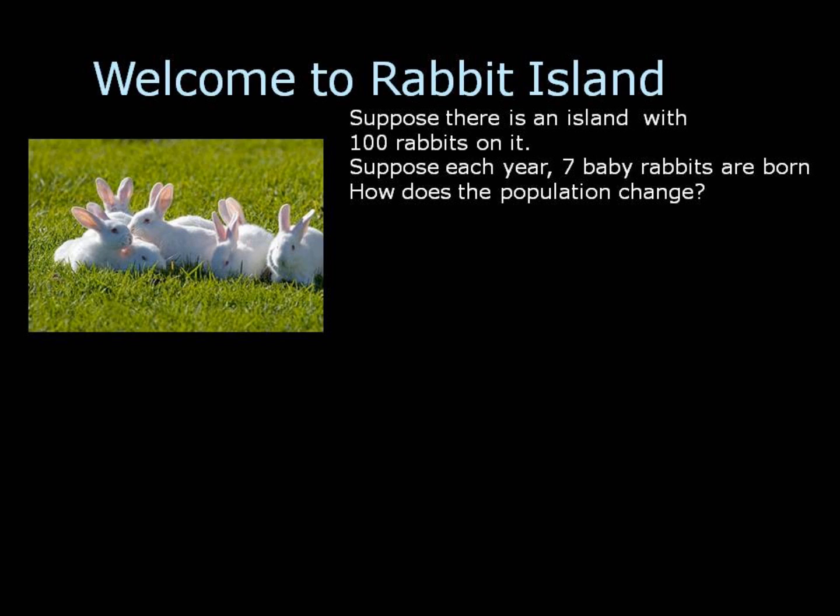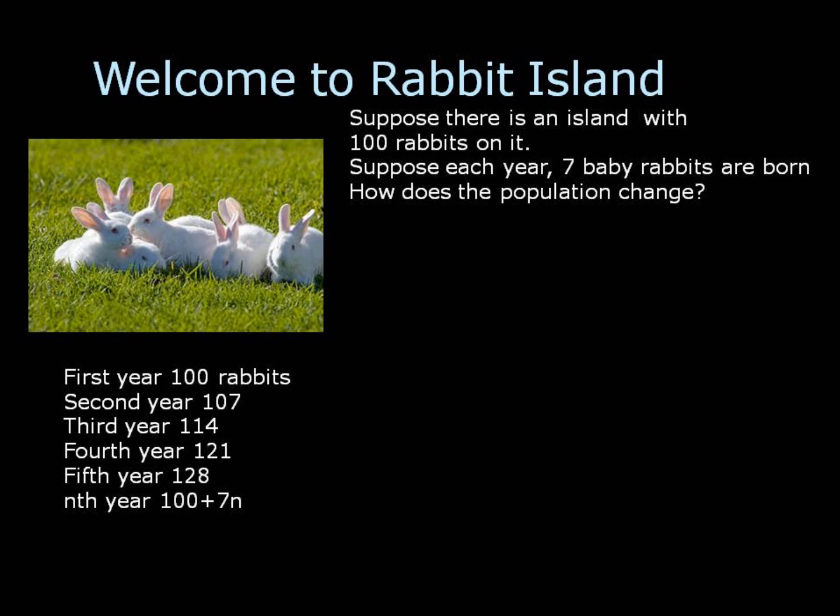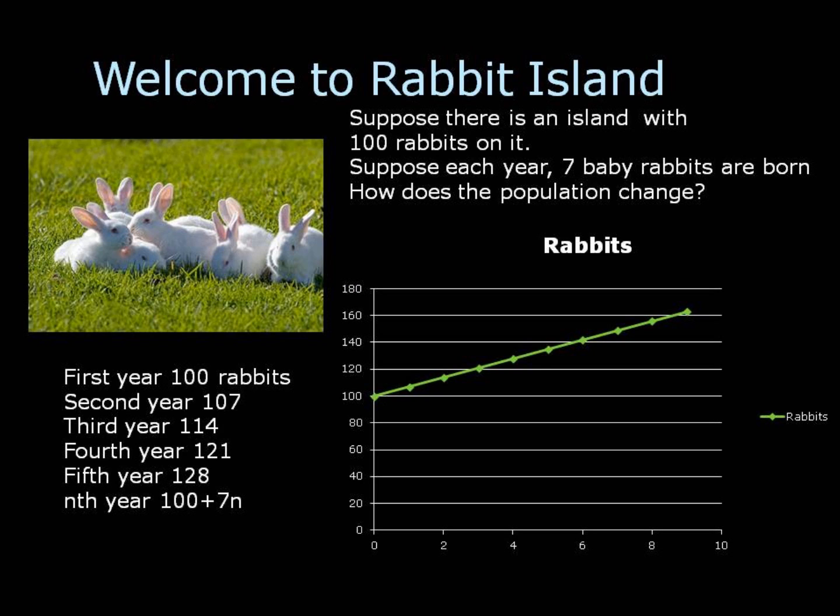We start off with 100 rabbits on the island, and we suppose that every year 7 cute little baby rabbits are born. Very simple. We start off with 100 rabbits. At the end of the first year we've got 107, and 114, and 121, and 128, and so on. If we looked at a graph of that, we'd obviously see a straight line. We've got a linear function.